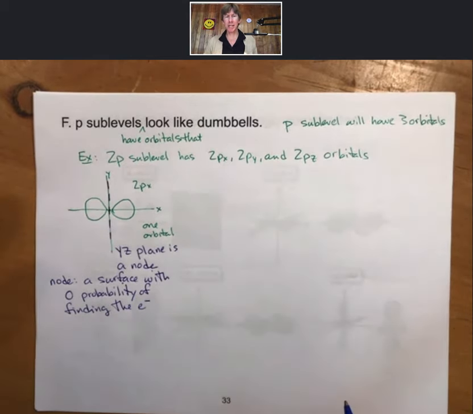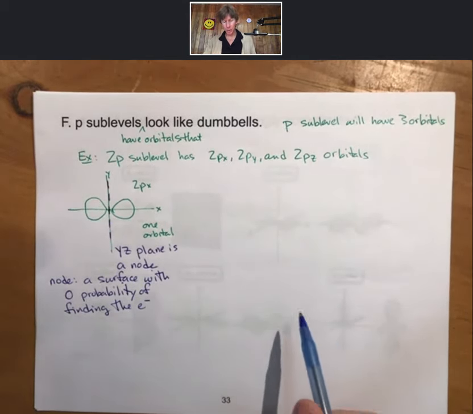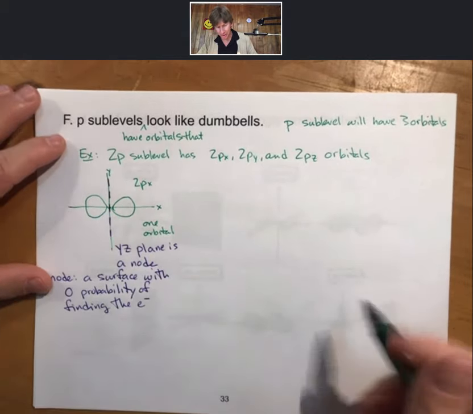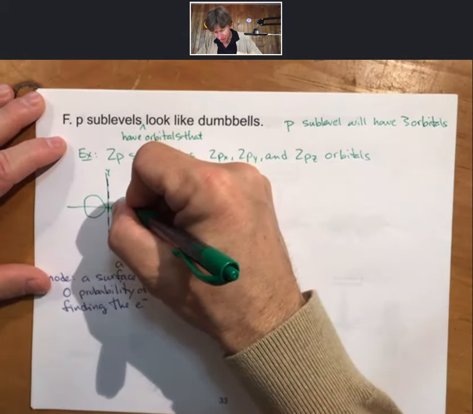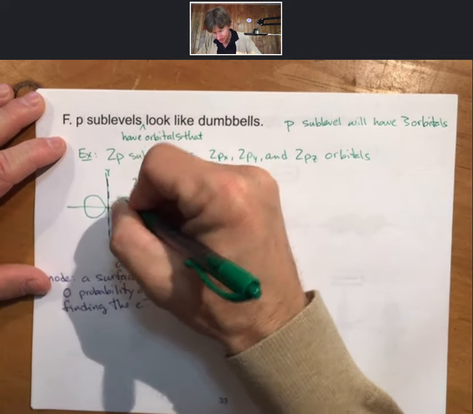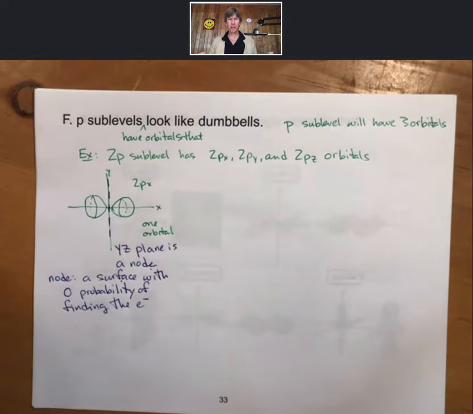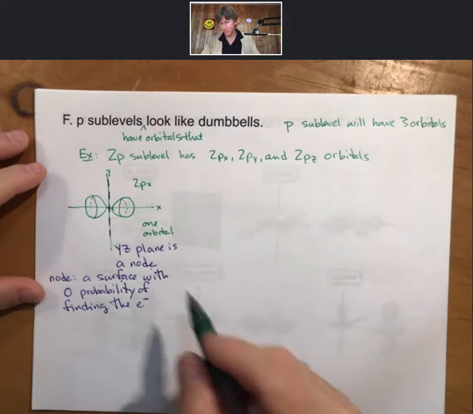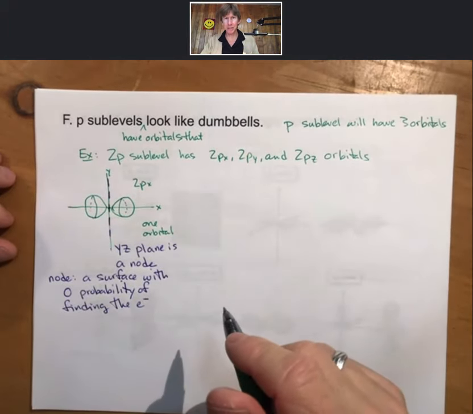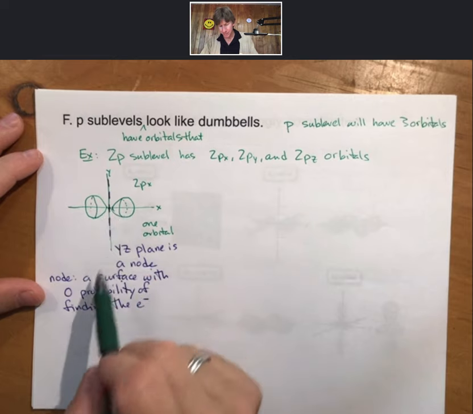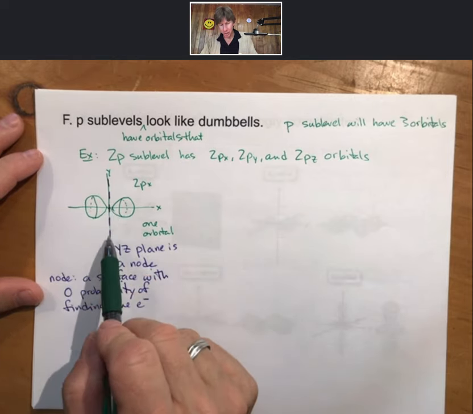And let's just check in with what an orbital is again. An orbital is the volume of space, and these are three-dimensional. We don't always draw it like this. These are three-dimensional dumbbell shapes, but again, a dumbbell or a flat representation is fine. So yes, and there's a node here.